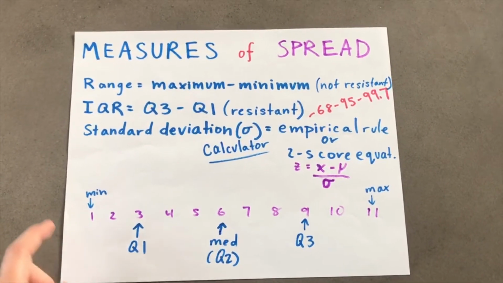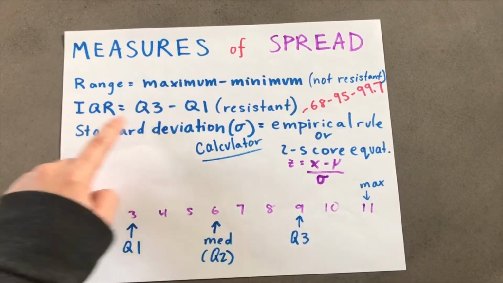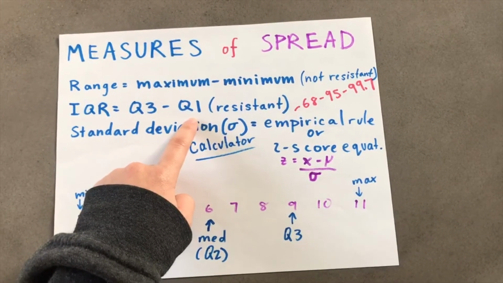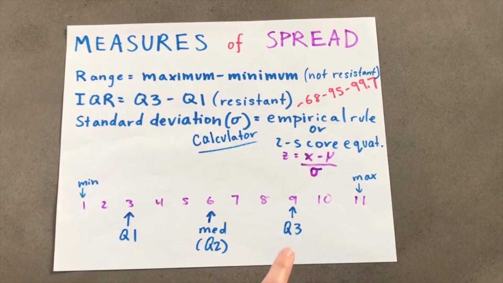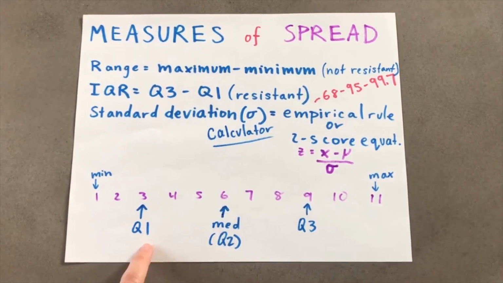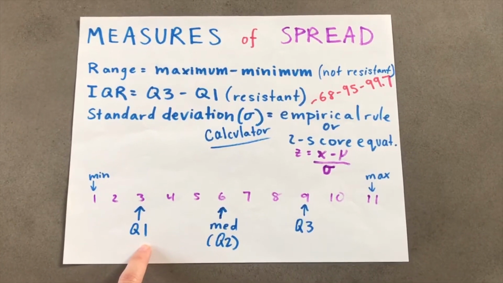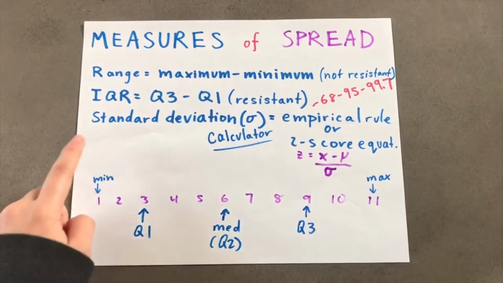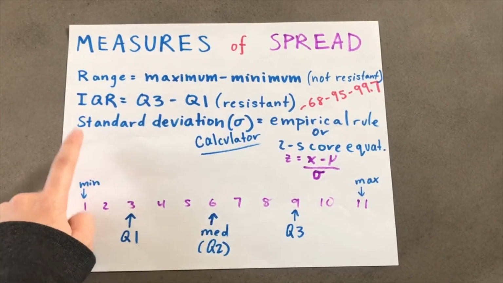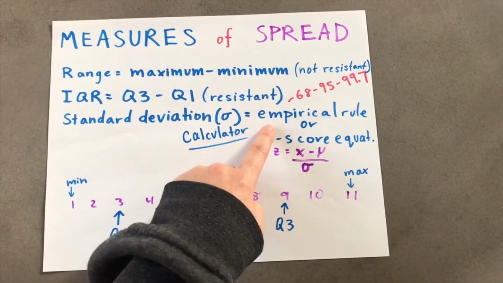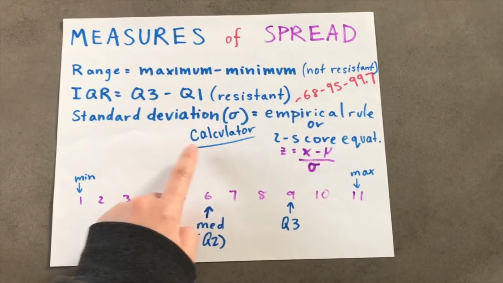Then, for the IQR, you would take the Q3 minus the Q1. In this case, it would be 9, the Q3, minus 3, the Q1, so you get an IQR of 6. To calculate the standard deviation, you can use tools like the empirical rule, the z-score equation, or your calculator.